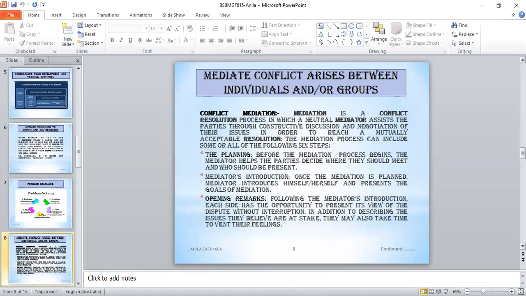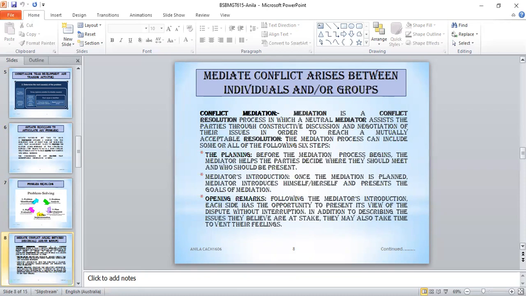Then comes mediate conflict arises between individuals and a group. Mediation is a conflict resolution process in which a neutral mediator assists the parties through constructive discussion and negotiation of their issues in order to reach a mutually acceptable resolution. The mediation process can include some or all of the following steps.